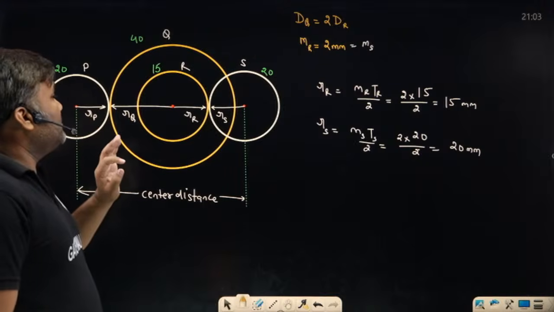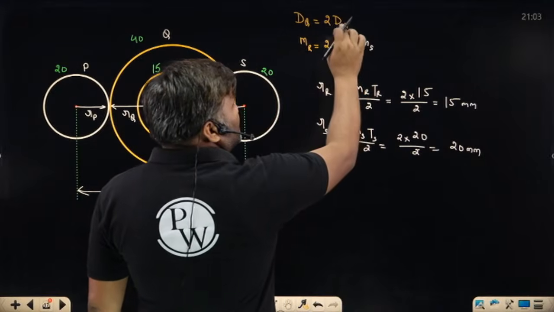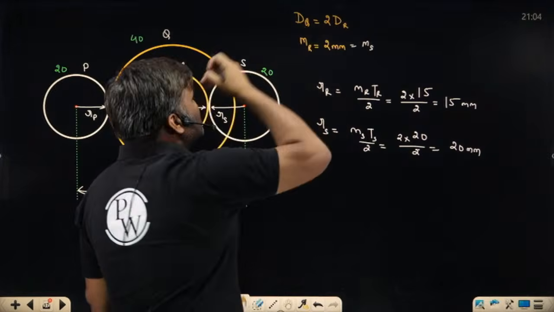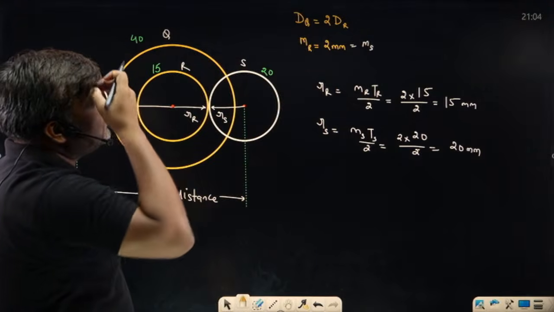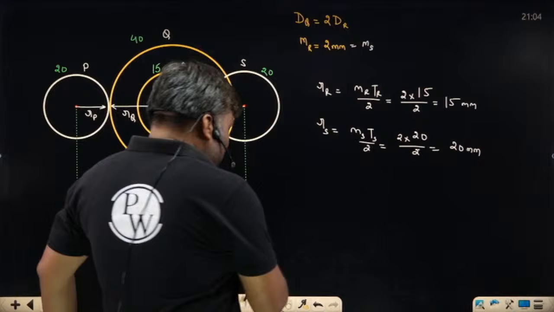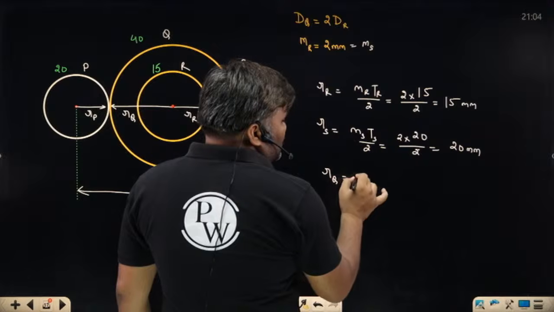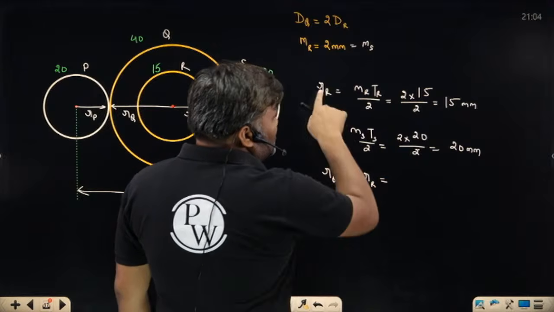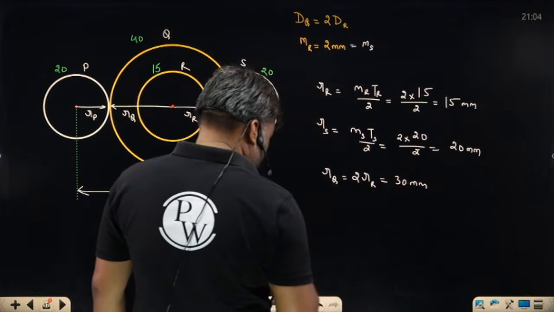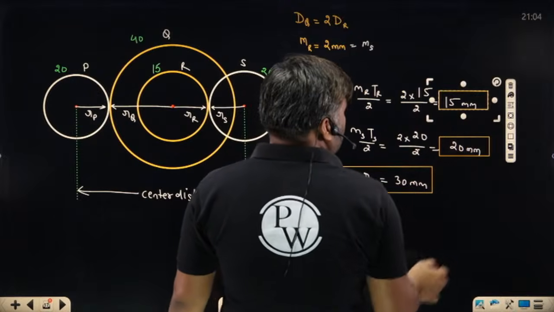Q and P, I don't know what is the module. Hai na? But they have given diameter of Q is twice of R. So if diameter is twice, radius will also be twice. So radius of Q is twice of radius of R. Can I write this? Radius of R I know is 15. So this Q ka radius will be 30 mm. Yes or no? I have got Q ka radius, S ka radius, R ka radius.